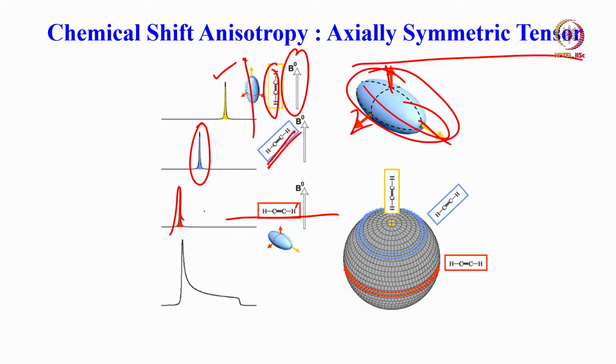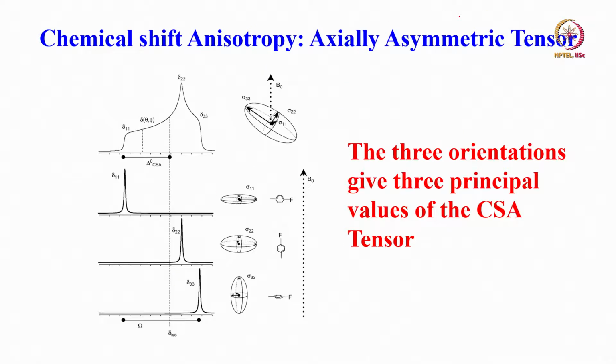But in reality, in the case of solids, all possible orientations are present. As a consequence, you have chemical shifts here, here, here, everything is present. So, in reality, all of them will overlap and you get a pattern like this. This is called a powder pattern. This is the powder pattern for an axially symmetric tensor.